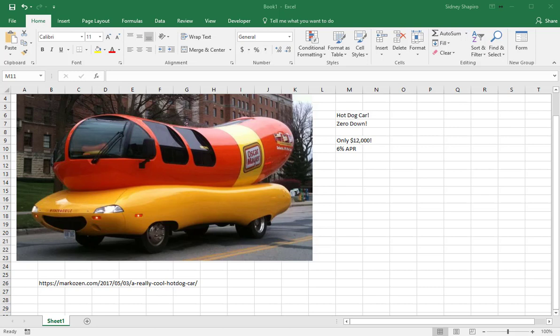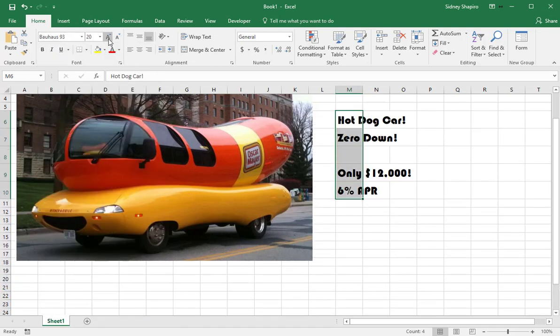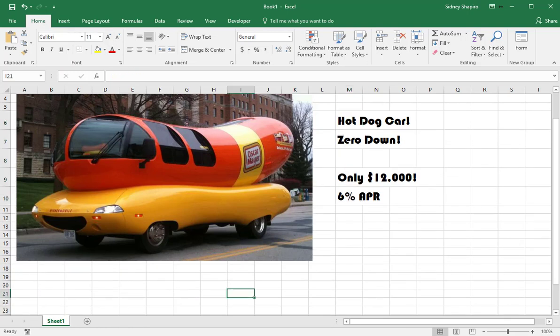So let's start off with financial functions on page 190. So I'm sure that you've seen something similar to this. A car, it says hot dog car, 0 down, $12,000. Now you probably saw it for a truck or something, but it's the same concept. Here, let's make it fancy. There we go. Okay, so we are going to look at the PMT function.